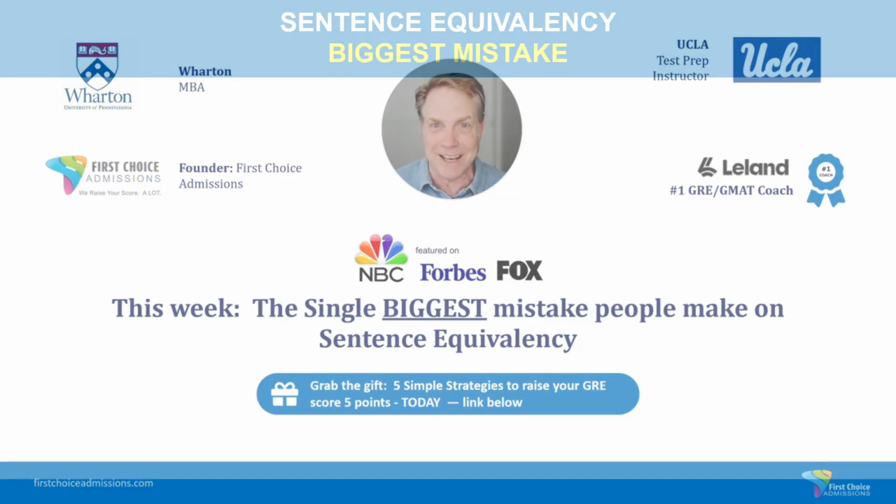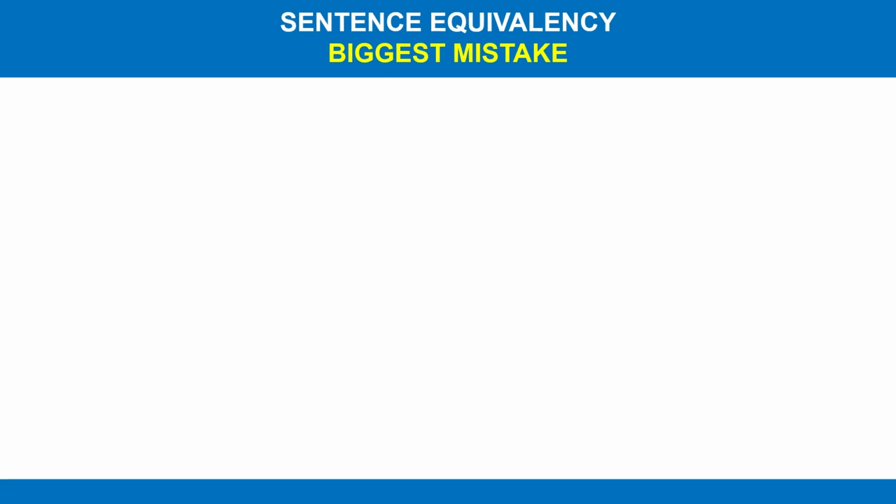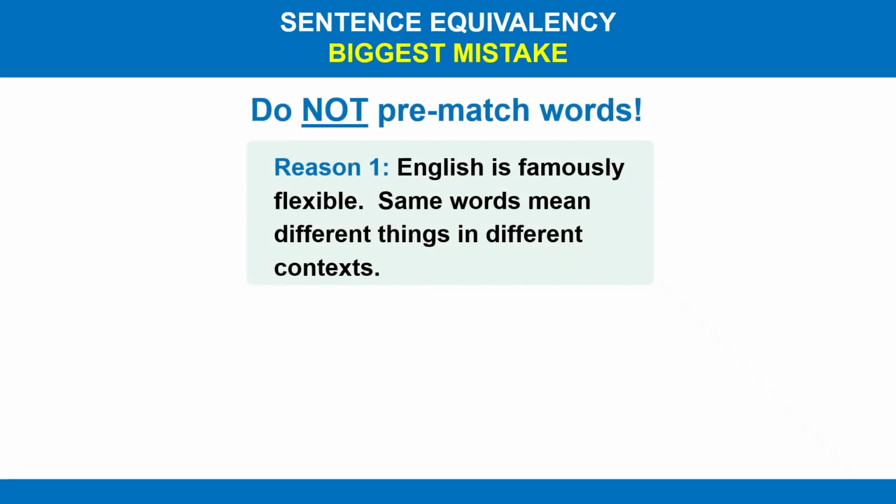Okay, let's dive in. This is the single biggest mistake people make. It is responsible for more errors than anything else, especially on high-level questions. And even worse, someone taught it to you. Someone told you this was a good idea. Do not pre-match words. It's a terrible idea for 2 reasons.